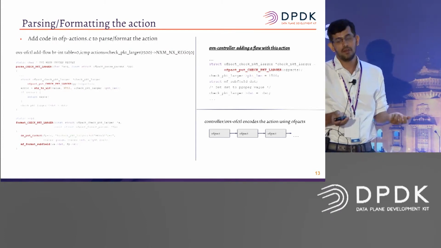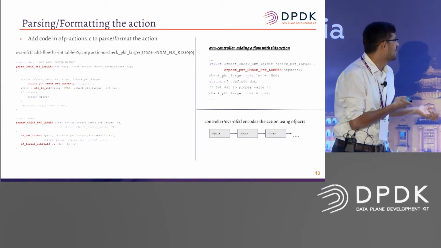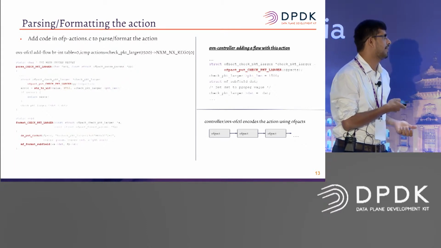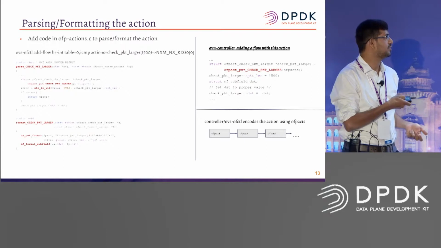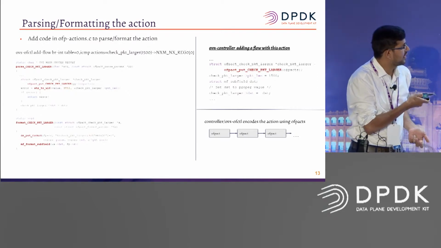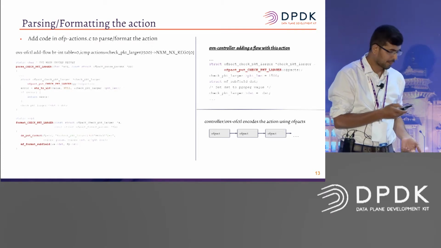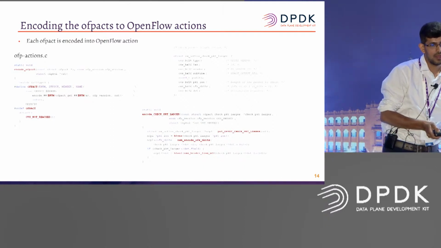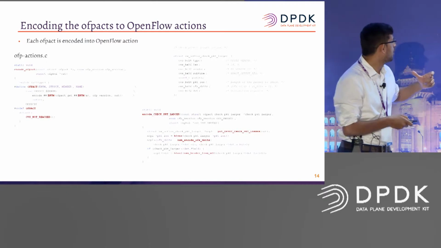And then you need to add the code to do parsing: whatever you enter, you just parse and store it into the ofpact. In the case of OVN controller, I'm just giving an example of how it uses it. It basically uses this code and sets the length it wants and sets the register.